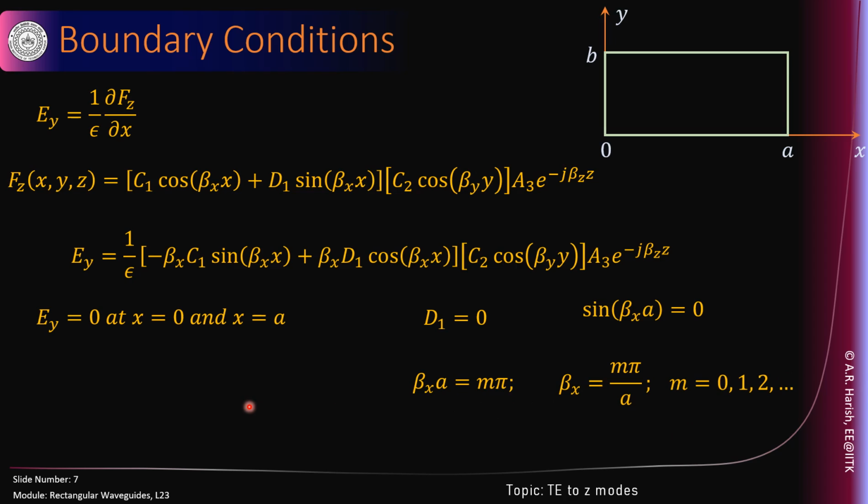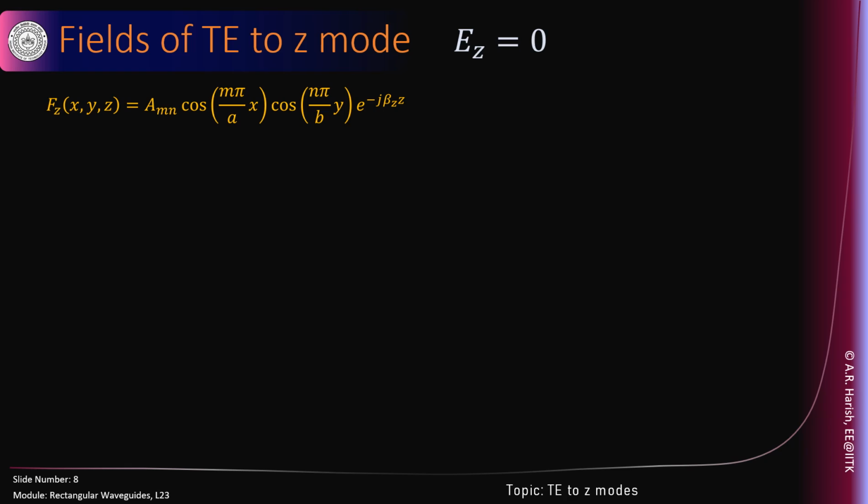Now we have a solution. Fz now has some unknown coefficient Amn. We don't know this Amn, and we'll keep it like this forever. Okay, and cos(m pi by a times x), cos(n pi by b times y), e to the power of minus j beta z z. We have substituted those coefficients to go to 0. Basically D2 we have made 0 and D1 we have made 0. We find the equation for the vector potential z component of F.